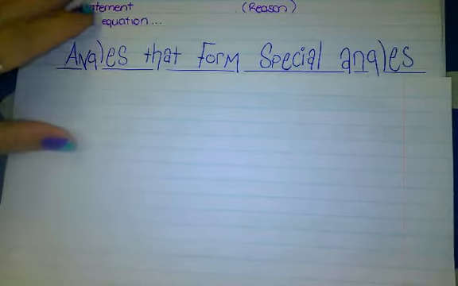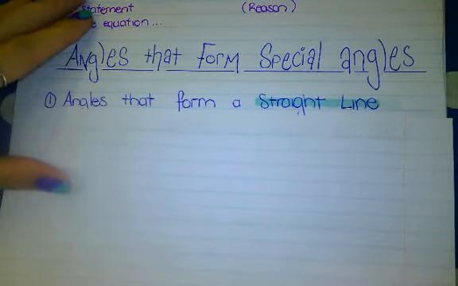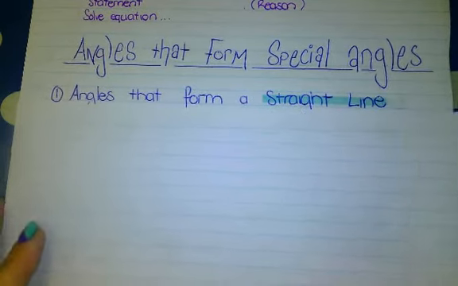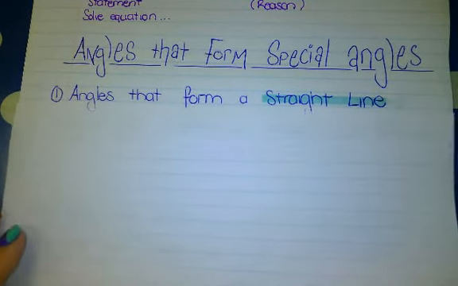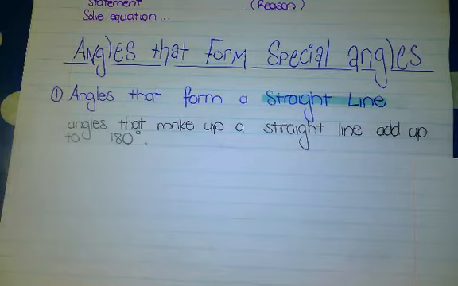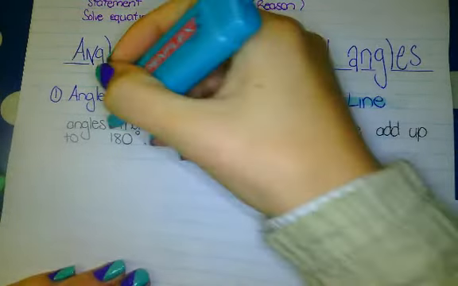And the first one we're looking at is angles that form a straight line. So when I say form a straight line, I mean angles that when you put them all together make up a straight angle or make up a straight line. Okay. So when we have angles that make up a straight line, the rule is that angles that make up a straight line add up to 180 degrees. Okay. Angles that make up a straight line add up to 180 degrees.